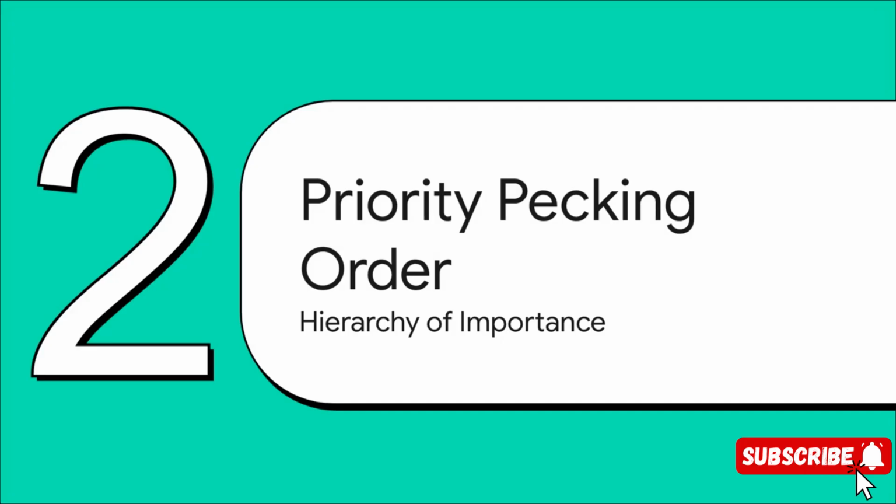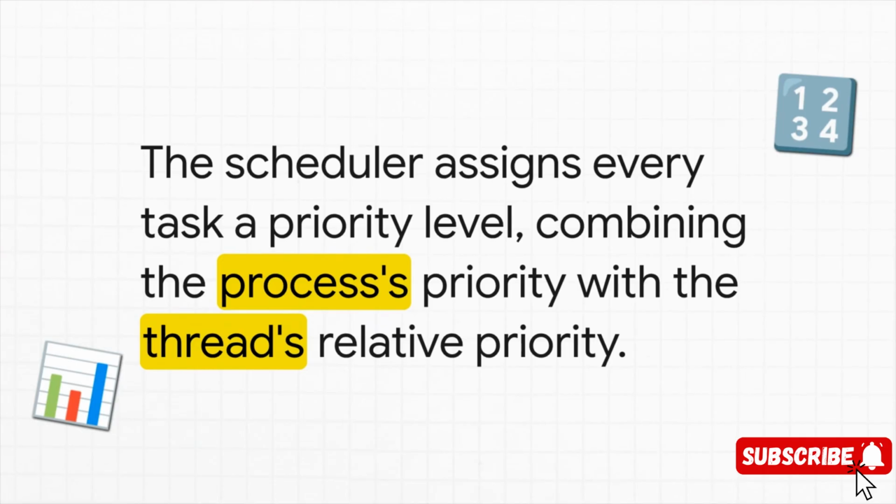So, how does the scheduler make those lightning-fast decisions? Well, it's not random. It all starts with a very clear pecking order. The scheduler's number one tool is a priority system. But it's a little more sophisticated than just high or low. A thread's final priority is actually calculated. It starts with the base priority of the application it belongs to, that's the process, and then it tweaks that number based on the thread's own importance inside that application.